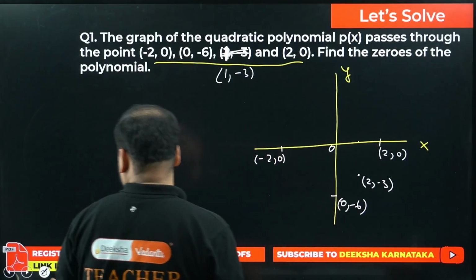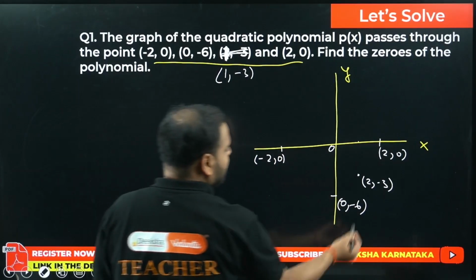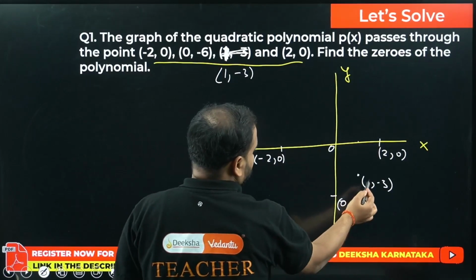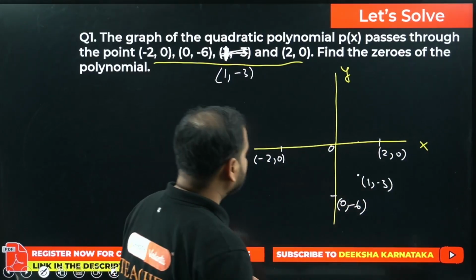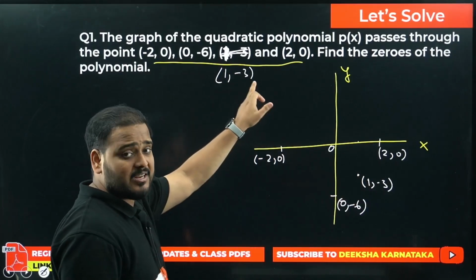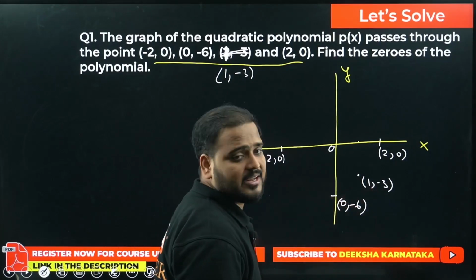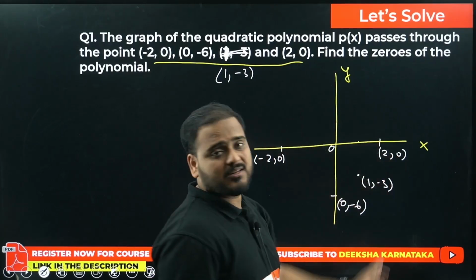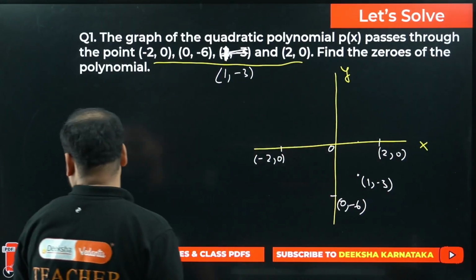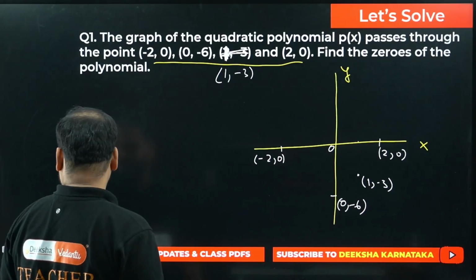Please make the correction over here. 1 comma minus 3 is there. It will be plotted like this. 2 comma 0 is my other point where the graph is passing. So the graph is passing like this, which means this is how the graph is going to be.